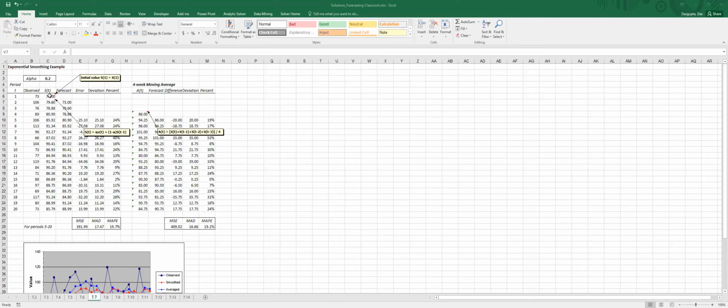Now, I want you to go to cell C6. And all you're doing is, this is called the initialization of the forecast or the series using exponential model. So all you're doing is you're setting it to be the same as the observed value 73. So just type 73 in there. Or you could do equal to B6.